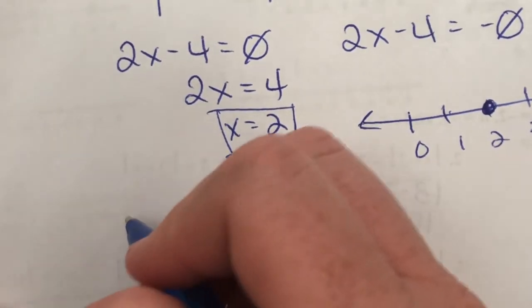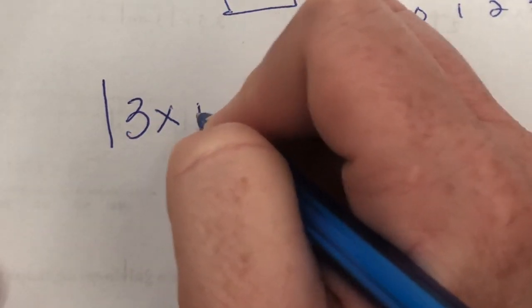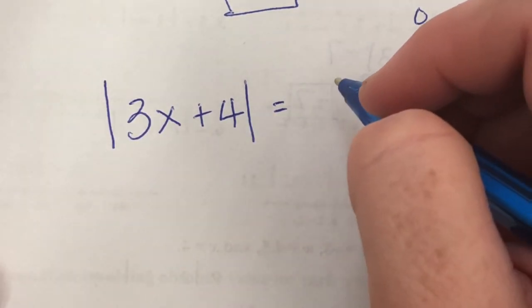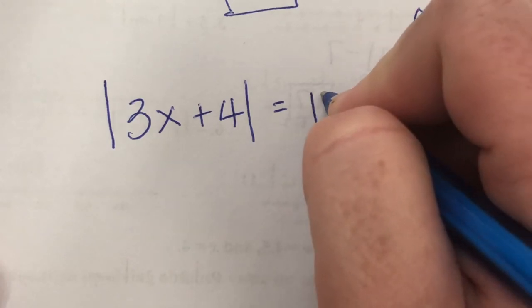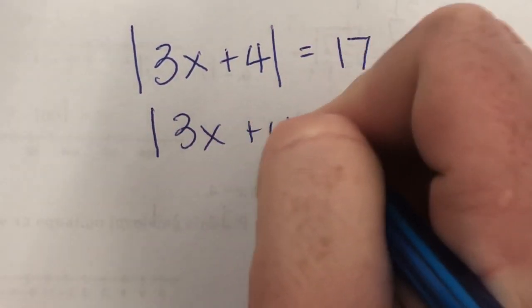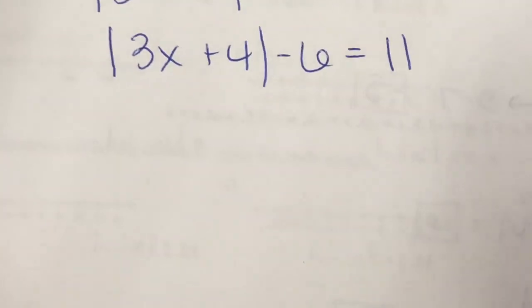Let's try another one. I have to think of it off the top of my head. Let's do the absolute value of 3x plus 4 equals 17. Oh, shoot, I don't want to do that. Well, absolute value of 3x plus 4 minus 6 equals 11. Let's do it that way, yeah.